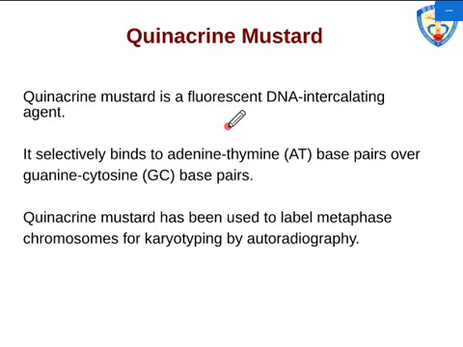Quinacrine mustard is a fluorescent DNA intercalating agent. It selectively binds to adenine-thymine base pairs over guanine-cytosine base pairs. Quinacrine mustard has been used to label metaphase chromosomes for karyotyping by autoradiography.